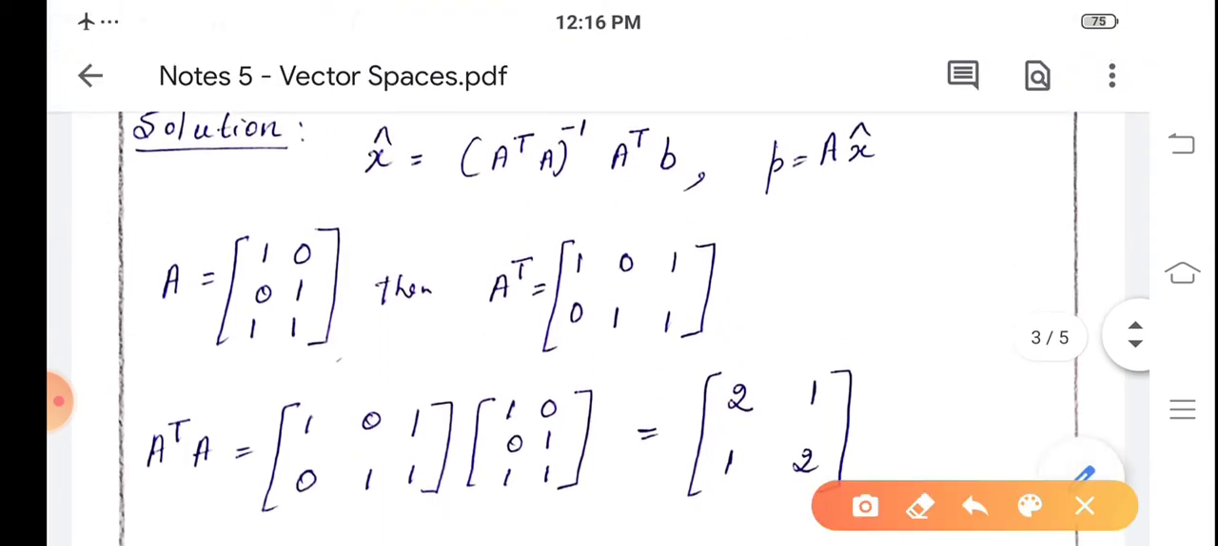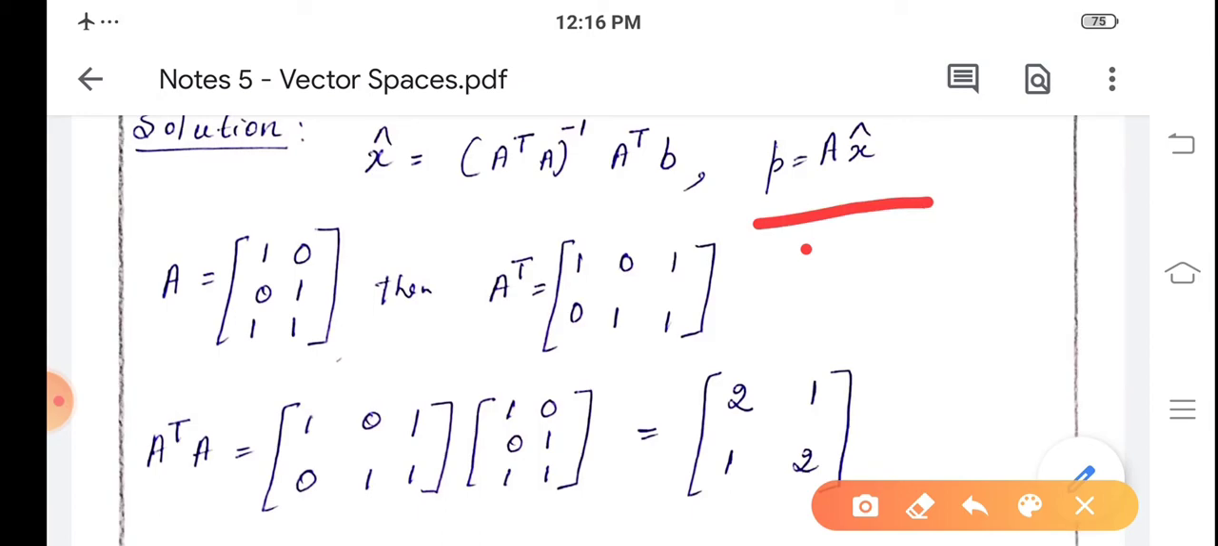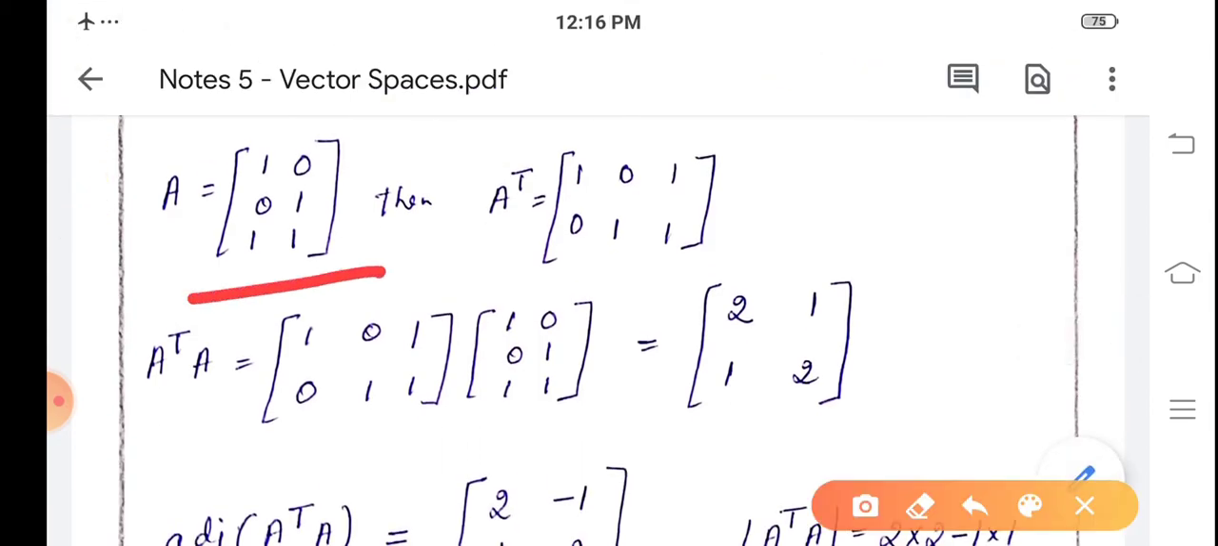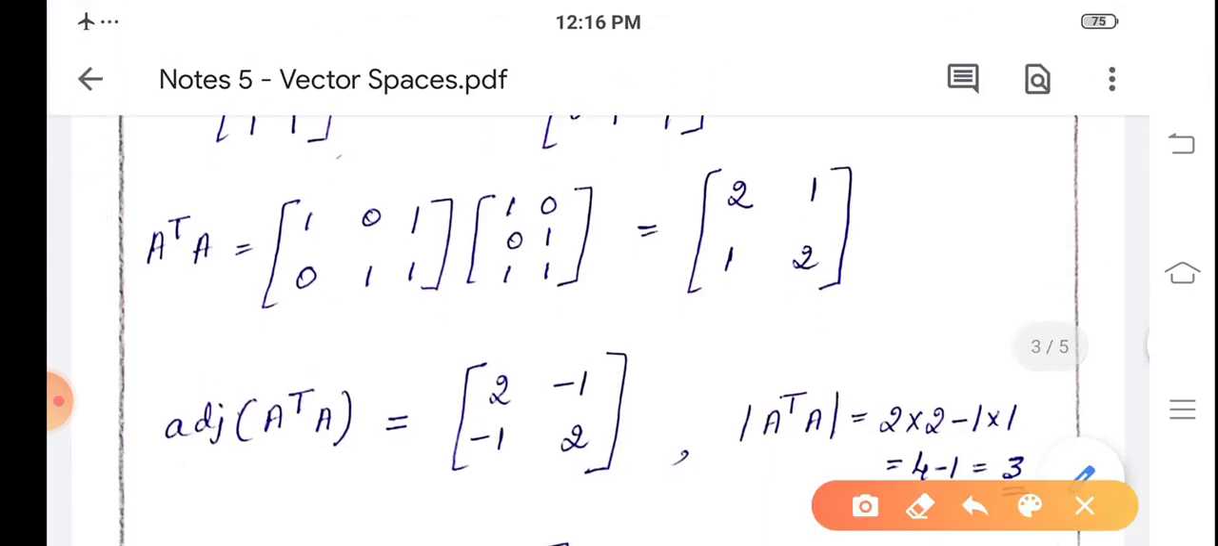First, we write the formula to find the least square solution, that is x cap equal to (A transpose A) inverse multiplied by A transpose B, and projection of B onto the column space of A is P is equal to A into x cap. The given matrix A is [1 0; 0 1; 1 1]. So we write A transpose as first column 1 0, second column 0 1, third column 1 1. Now, when we multiply this, we are getting A transpose A as A transpose multiplied by A. That gives matrix [2 1; 1 2].